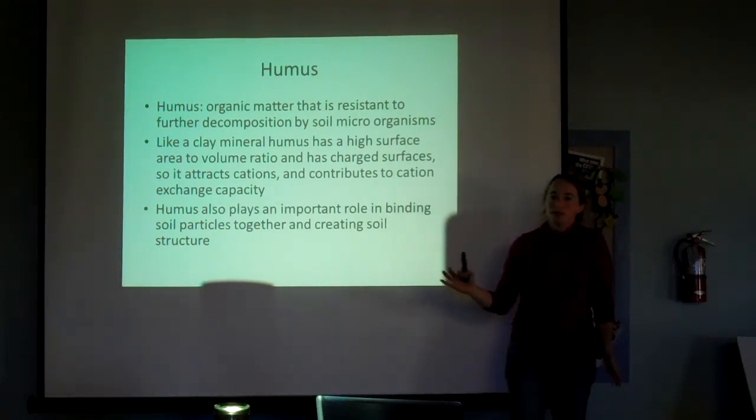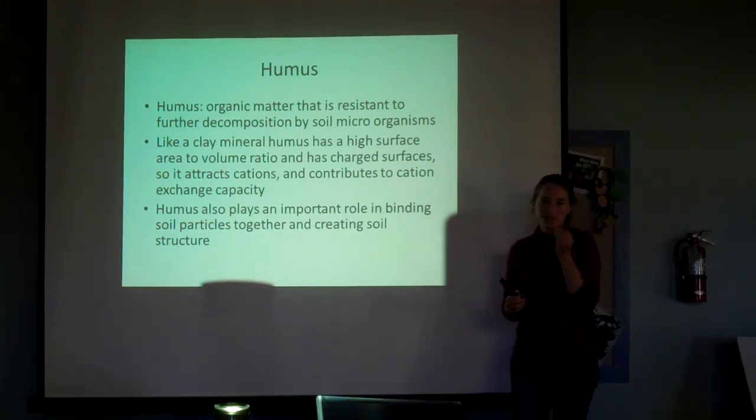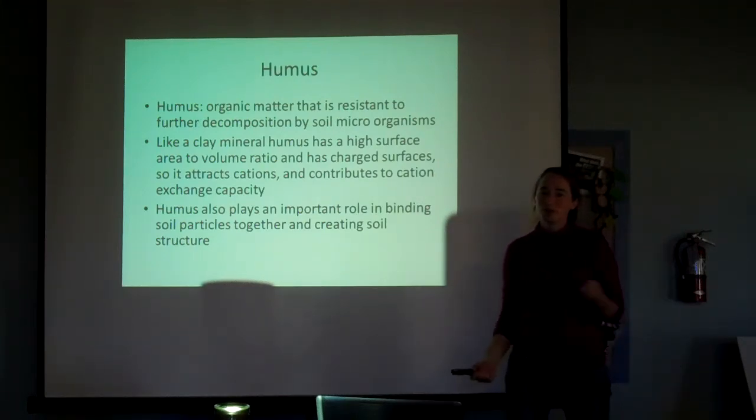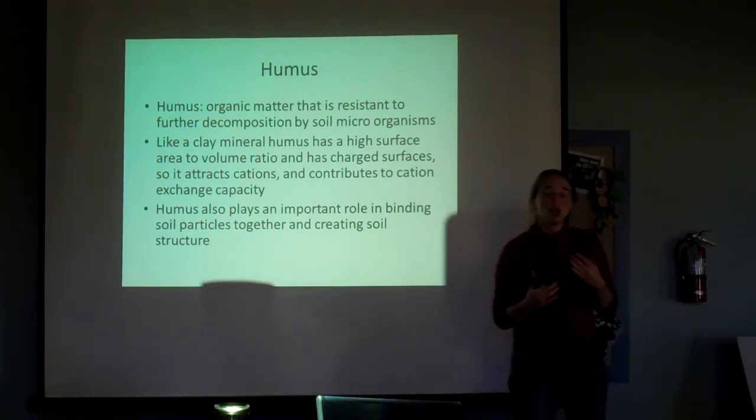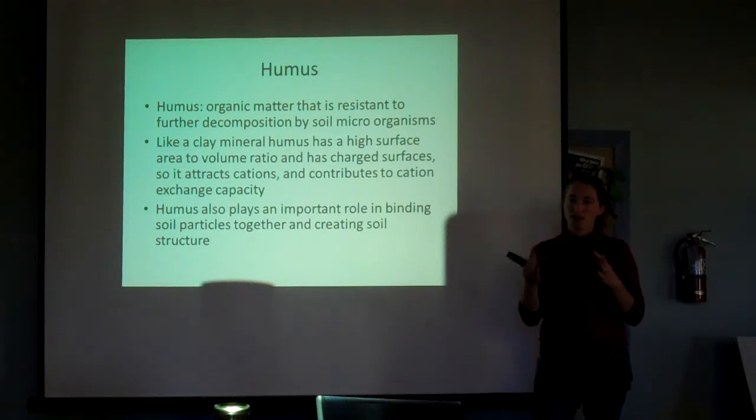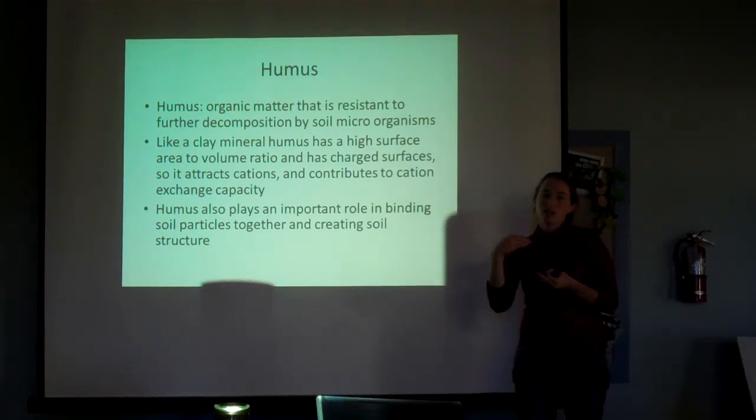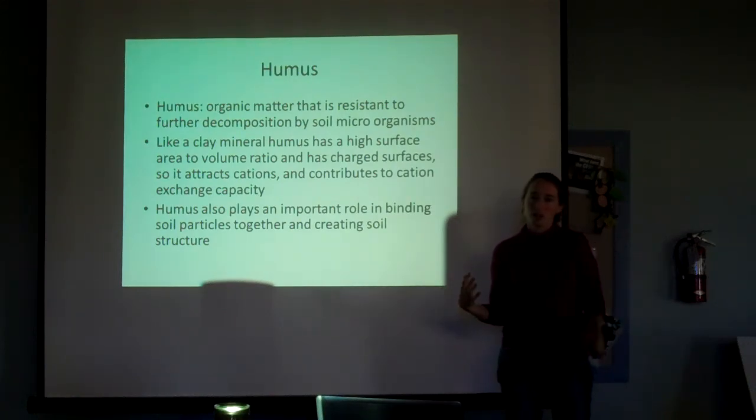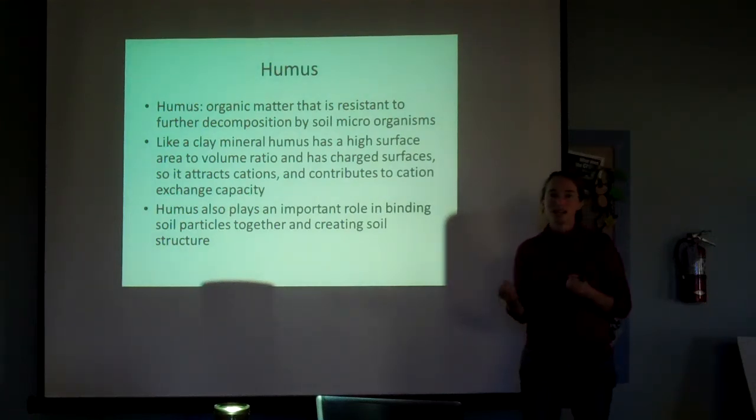So you hear the term humus. Humus with one M, not two M's. Hummus with two M's is a yummy bean-based dip. So humus is organic matter that's resistant to further decomposition by soil microorganisms. Like a clay mineral, humus has a high surface area to volume ratio, and it's charged on its surfaces. So you can even increase the cation exchange capacity of your soil by introducing organic matter, which eventually becomes soil humus. Humus also plays an important role in binding soil particles together and creating soil structure.